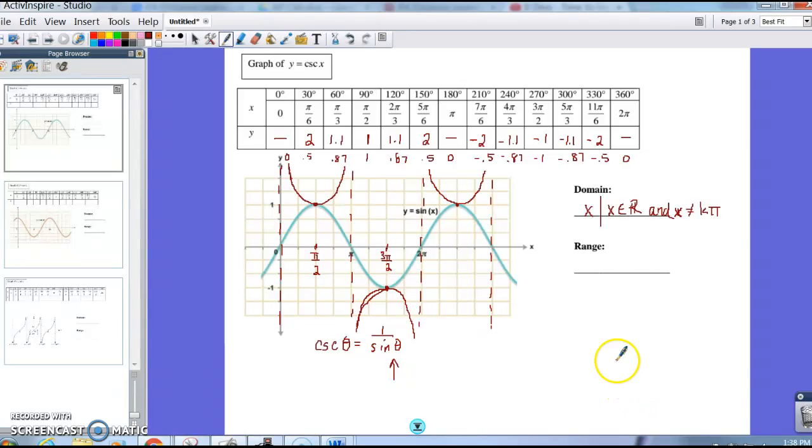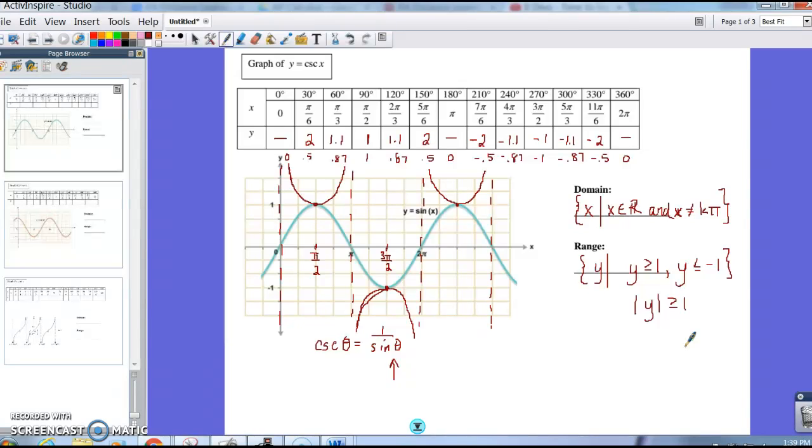Okay. Our range, when we talk about our range, and I forgot my little squiggly brackets up here, y is always going to be greater than or equal to 1, or y is going to be less than or equal to -1. A quick way we can write that is just the absolute value of y has to be greater than or equal to 1. So that is the cosecant graph.